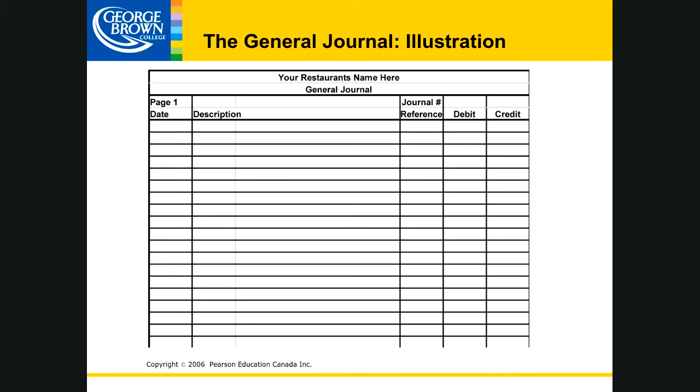Continuing to the right, we have a journal reference number column. This is normally where you put in a reference number to the source document, so the receipt, the invoice, or the sales slip. So you can easily go back and look at where this information was coming from and how it was recorded. And then the final two columns on the right are your debit and credit columns. This is where we begin to organize how financial information is entered into the accounting system. And we'll show you how to do that momentarily.